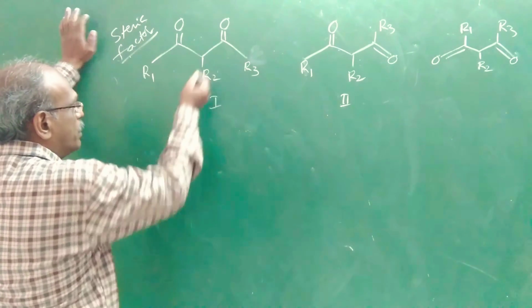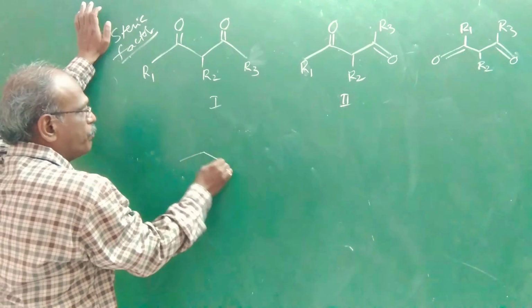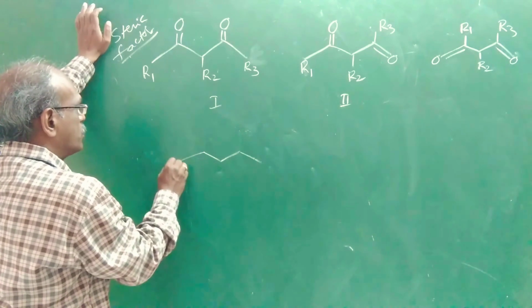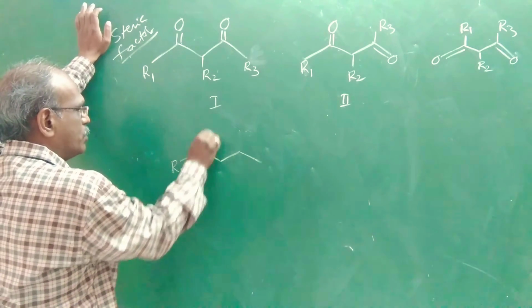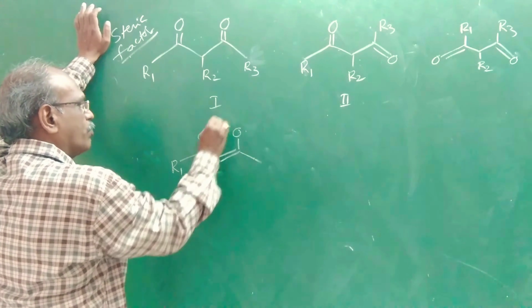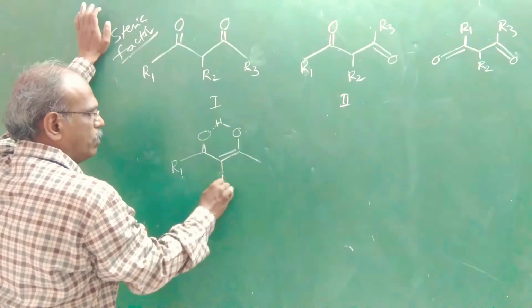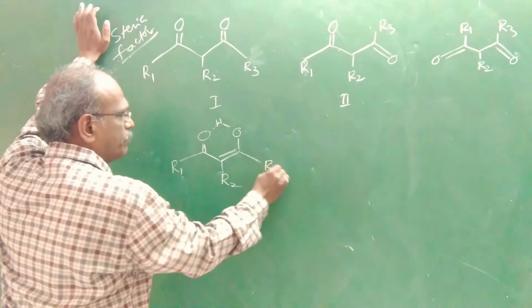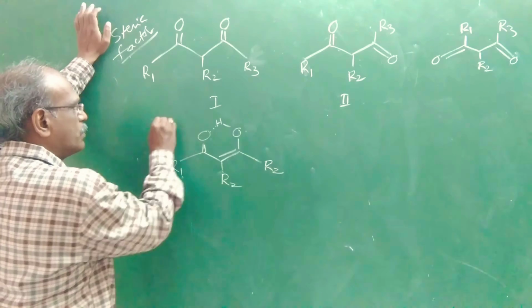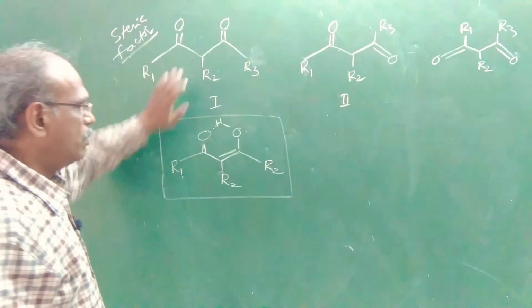If two CO groups are on the same side, see the advantage. Suppose it is drawn as tautomerism, we get, see, intramolecular hydrogen bond is probable. That's why this is the preferable conformer. Okay.